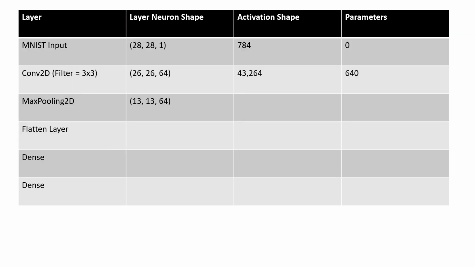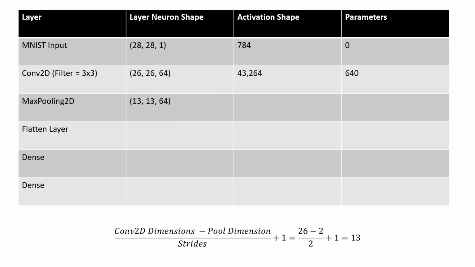After that we apply the max pooling layer. Max pooling is used for reducing the dimension of the image without learning any parameters. So we take only the valuable information that is available to us. It becomes 13 by 13 into 64. Now you might ask, how? This is the formula: the conv 2D dimension that we have, minus the pool dimension, divided by strides. The pooling that I've taken is 2 by 2, and the default strides TensorFlow uses is 2. So 26, the dimension of the convolved image, minus 2, divided by 2, plus 1. That gives us a 13 by 13 image.